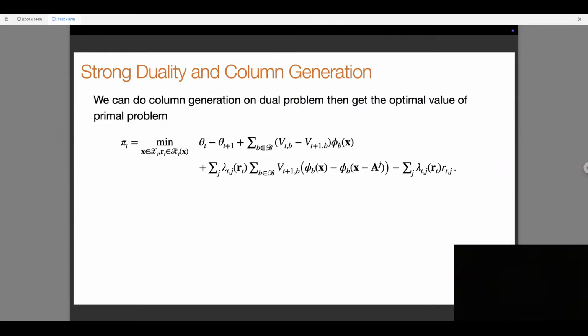So we can do the column generation on the dual problem and then get the optimal value of the primal problem. Here is quite different, that here is the minimization.